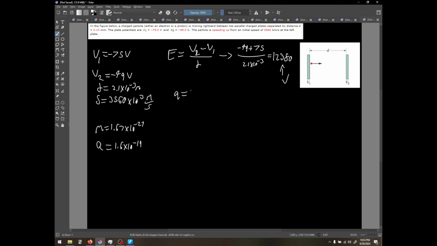A equals QE over M, which is gonna be 1.6 times 10 to the negative 19th times 12,380. Gosh dang, right back where we started. Over 1.67 times 10 to the negative 27. But you know what, whatever.